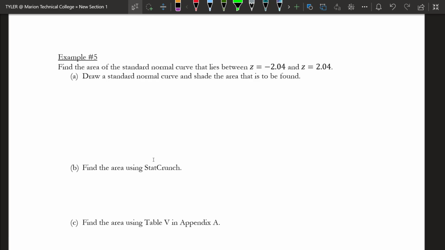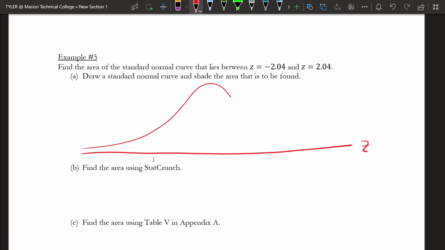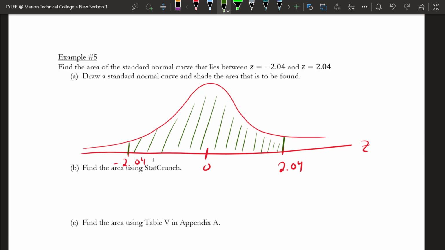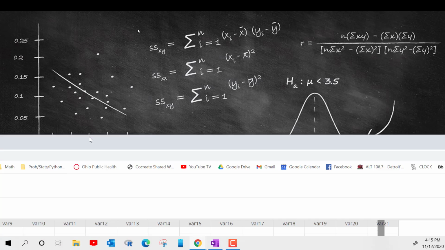So we want to draw this situation. If I draw this, I got my z-axis, I got the normal bell-shaped curve. In the center is going to be a z-score of 0, and then somewhere over here would be negative 2.04, and then somewhere over here would be positive 2.04. What I'm after is the area in between these values. So this part here in green. So I want to find the probability that z is in between negative 2.04 and positive 2.04. That's what I'm after. So I can use StatCrunch to find that area.